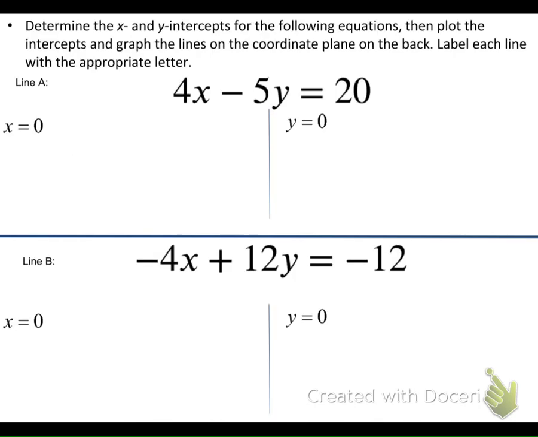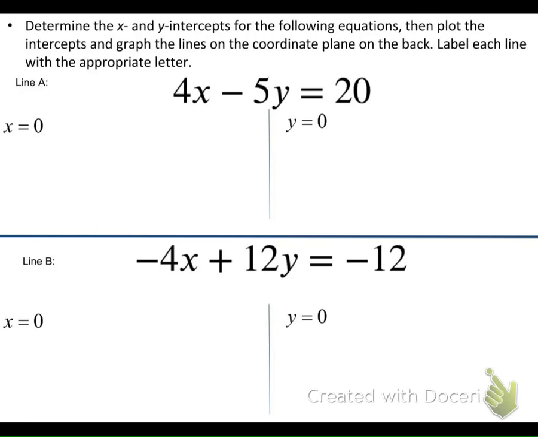All right, let's go back and look at our second problem now. So now we're going to focus on line B. Now I want to do the problem. You ready to do it? Yeah. All right, so I have negative 4x plus 12y equals negative 12.